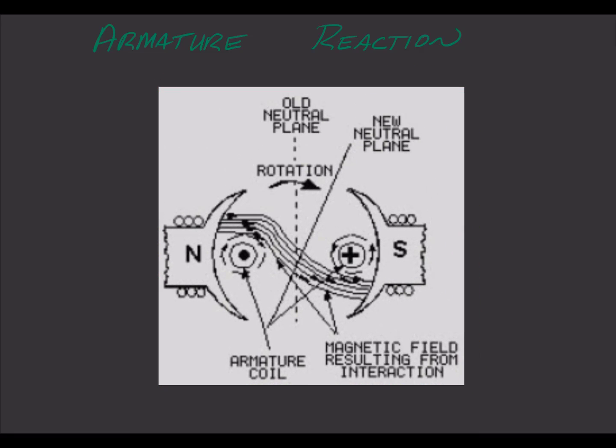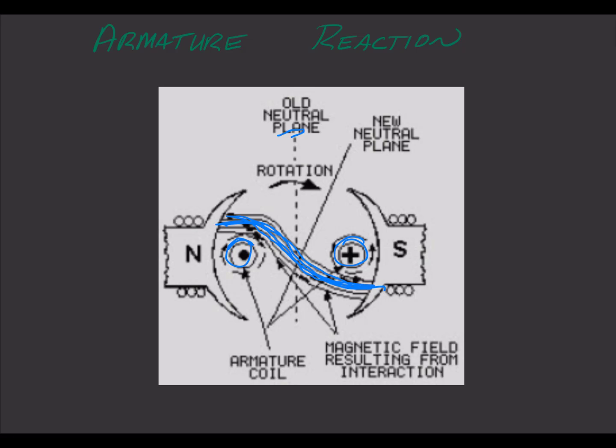The result we get is because of this magnetic field and this one, our magnetic flux from the north to south pole gets bent. And it gets bent where our old neutral plane was right here, right between them, and now the new neutral plane, where we want to do our commutating switching, is shifted over a little bit. This by itself would not be a problem. Why is this a problem, though?